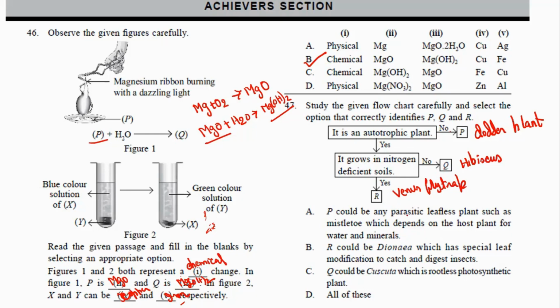So here let's see, P could be any parasitic leafless plant such as mistletoe, which depends on the host plant for water and minerals. Non-autotrophic means it need not be leafless. Okay, so this is a wrong statement. The second statement says R could be Dionaea, which has special leaf modification to catch and digest insects. Yes, this is the correct statement. Why? Dionaea is nothing but the Venus flytrap, right? So they have a special leaf modification that catches the insect and gets the nitrogen source from it. Okay, so B is our correct answer.